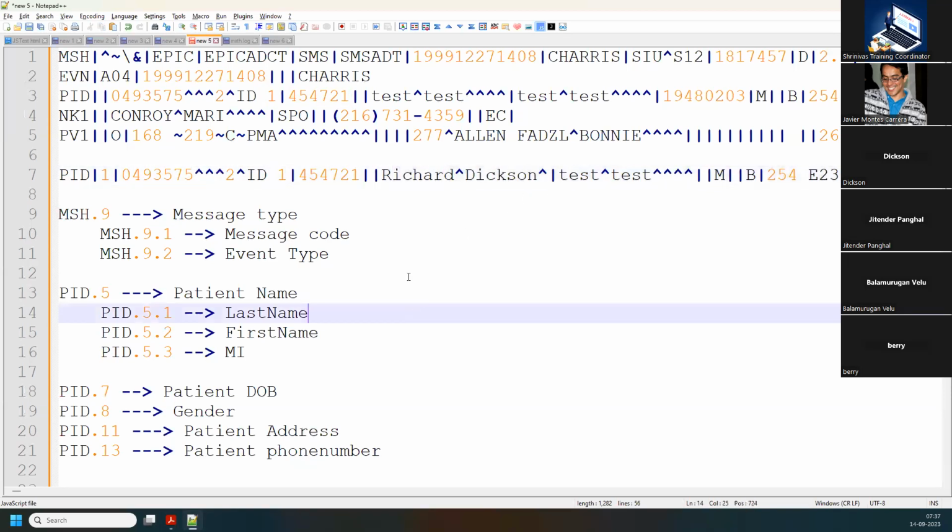There is one exception though, only one exception. In the case of the MSH segment, the pipe itself is called field number 1, only and only in MSH1. Okay, not everywhere. Keep in mind, only in MSH1, the pipe itself is called field number 1. For the rest of the fields, the rest of the segments, whatever is held between two pipes is called a field. So this is field number 1, and this is field number 2.